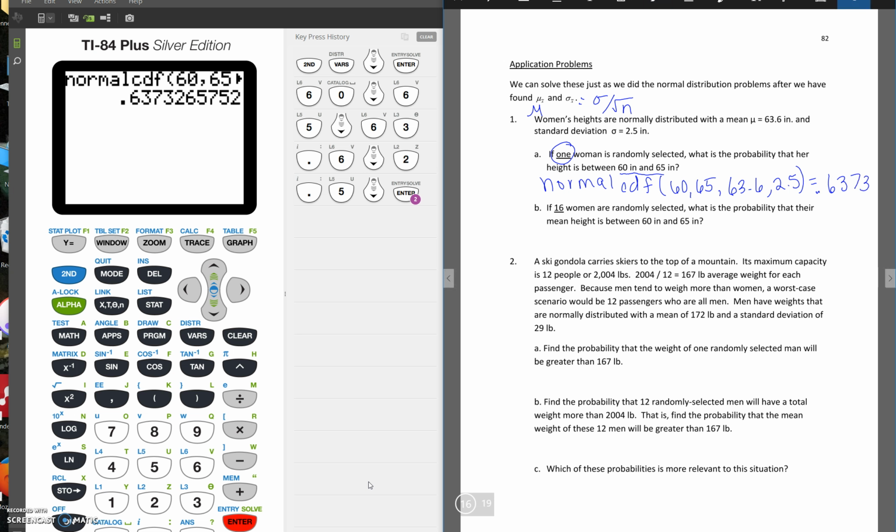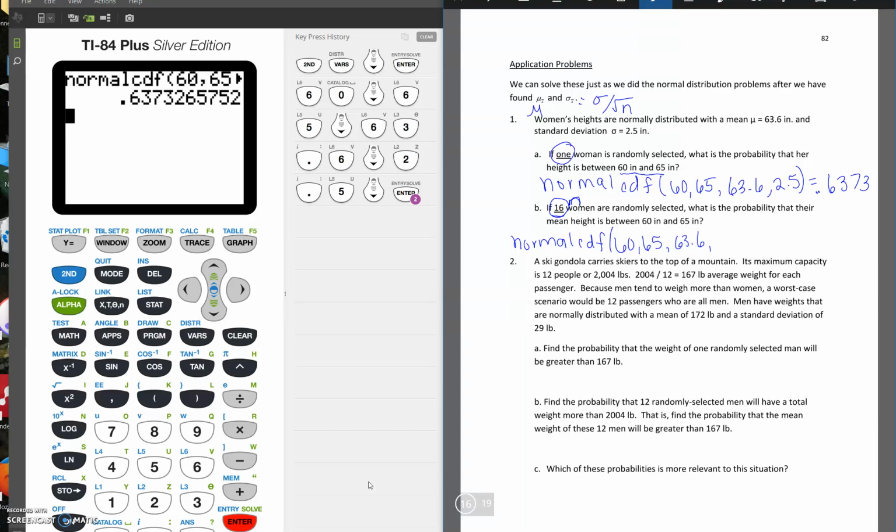Now, the next part that you see is a little different. It says if 16 women are randomly selected, what's the probability that their mean height is between 60 and 65? So notice here, we're not picking one woman, we're picking 16, and we're taking their average. So that's our n, 16. We're still going to do normal CDF. And since we still have the same range, the range is going to stay the same, 60 to 65. The mean stays the same.